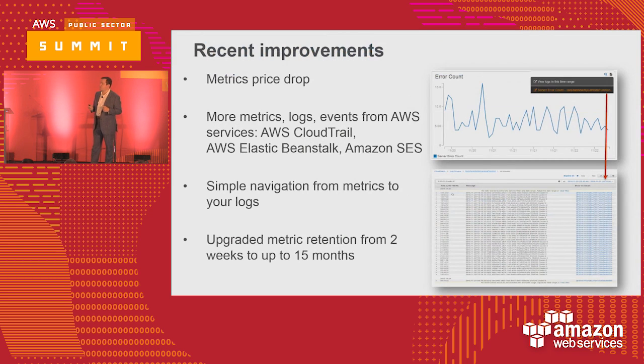So let's talk about some recent improvements within the last year that we've made to the CloudWatch service. So first of all, we dropped the price on custom metrics, so it's now less expensive to do custom metrics. We keep adding metrics from more services. So for example, CloudTrail, Elastic Beanstalk, and SES can now all send to CloudWatch or CloudWatch Logs. We've made it simple to navigate from your metrics back to the originating logs that generated those metrics, so you can see which specific events triggered a metric.